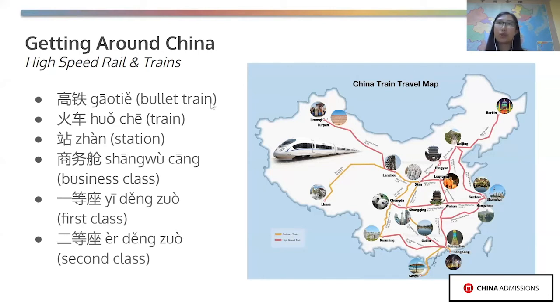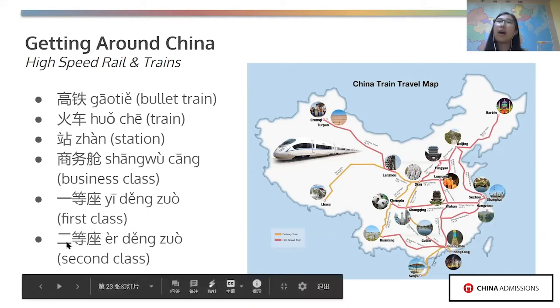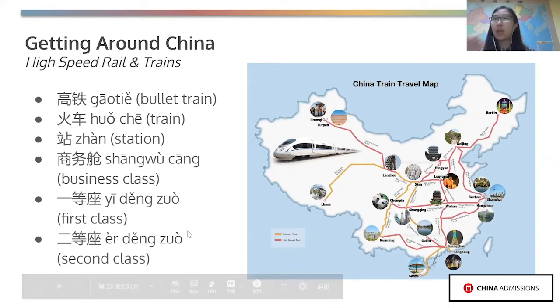高铁, bullet train. 高铁, 火车, train. 火车, 站, station, 站, and then 火车站, train station. 商务舱, 商务舱, business class. 一等座, first class. 一等座, and then 二等座, second class. 二等座. Okay.